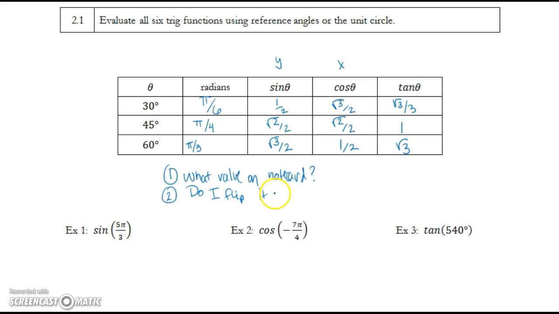And then the third question that you want to ask yourself is it positive or negative? Okay. So let's ask ourselves these questions as we are going through our examples.